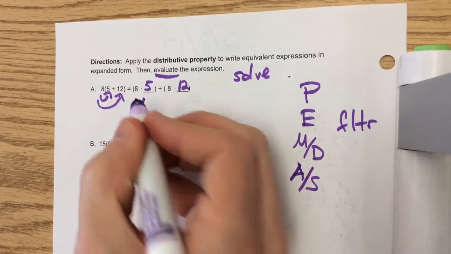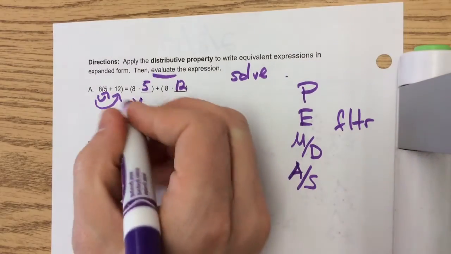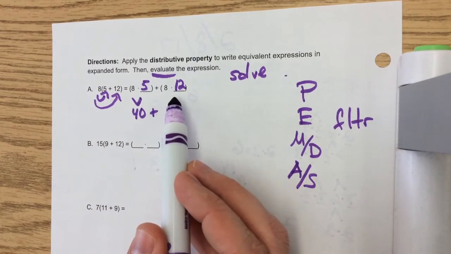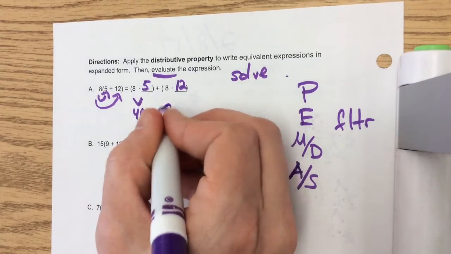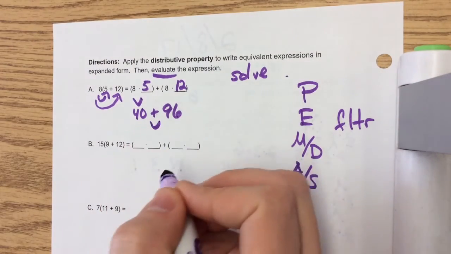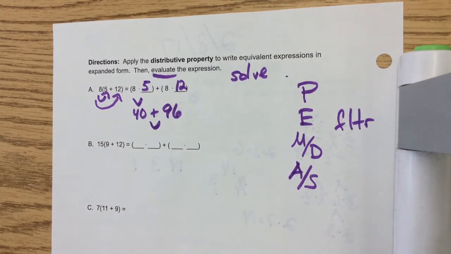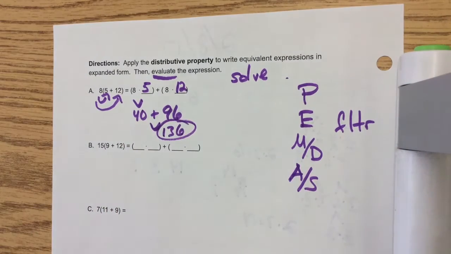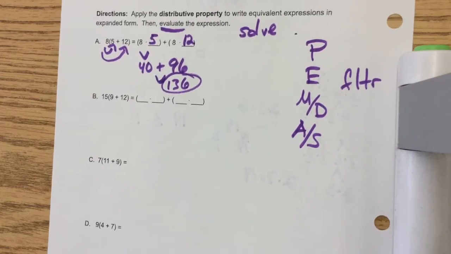Let's start. 8 times 5, 40. Very good. Plus 8 times 12, 96. And it's okay to use a calculator here. So 40 and 96 together is going to result in 136. 136. Very good. Next, let's do one more together.